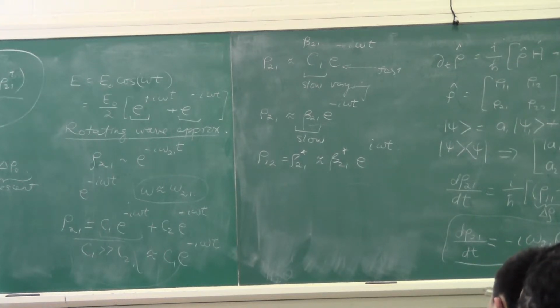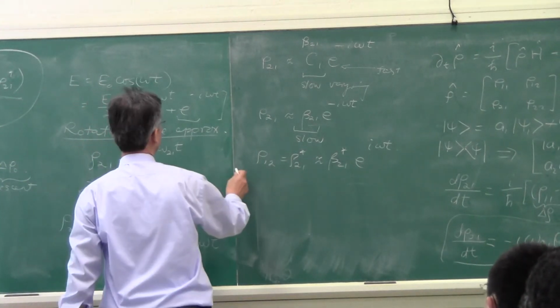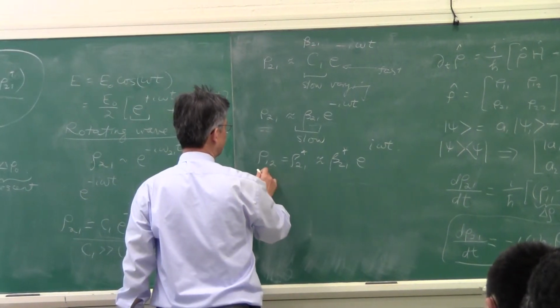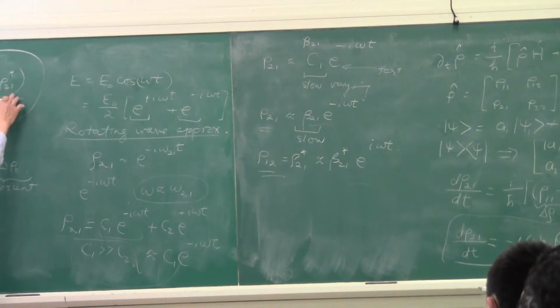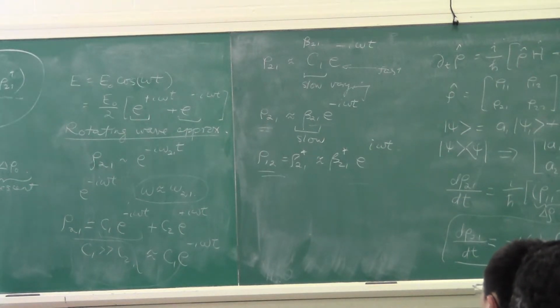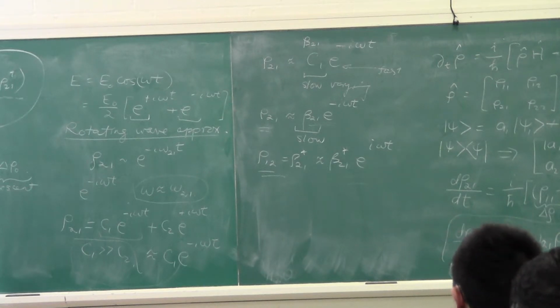You get four terms. If I substitute rho 2,1 with this and then rho 1,2 with this in here, I'm going to have two exponential terms, and this has two exponential terms. I multiply them up, I have four exponential terms. Of these four exponential terms, there's only going to be one that is slowly varying. The others have oscillations.